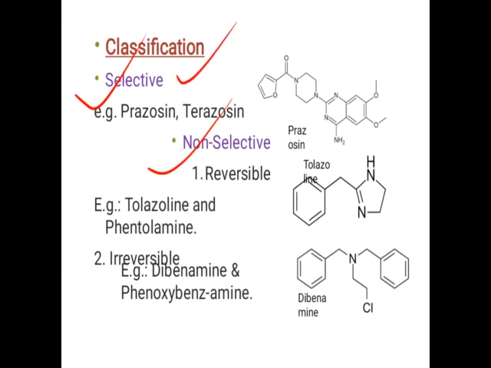So in selective alpha 1 blockers, there are prazosin, terazosin, doxazosin. These are the drugs which come under the selective alpha 1 blockers. And in case of reversible, tolazoline and phentolamine are the reversible non-selective alpha blockers. And dibenzamine, phenoxybenzamine are the drugs which come under the irreversible non-selective alpha blockers. So this is about the classification of alpha blockers, that is selective and non-selective.